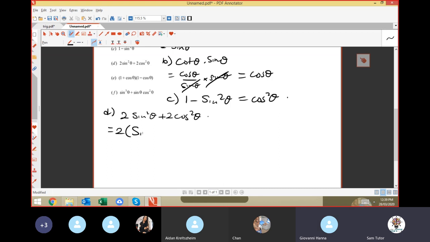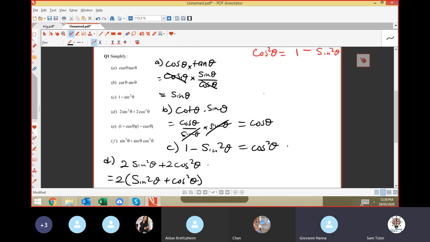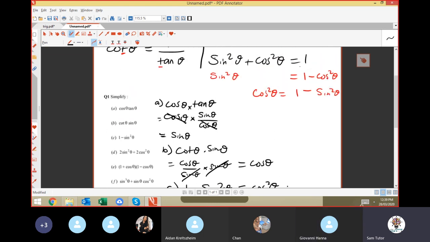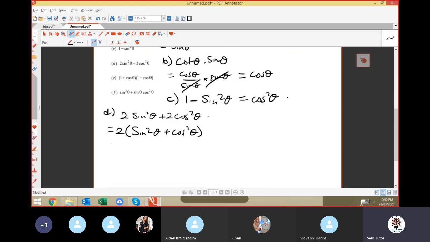Sine squared theta plus cos squared theta. What does sine squared theta plus cos squared theta become? Don't remember? 1. Yeah. So what's your answer? 2 times 1, which becomes just 2. Yeah. Make sense? Sort of.